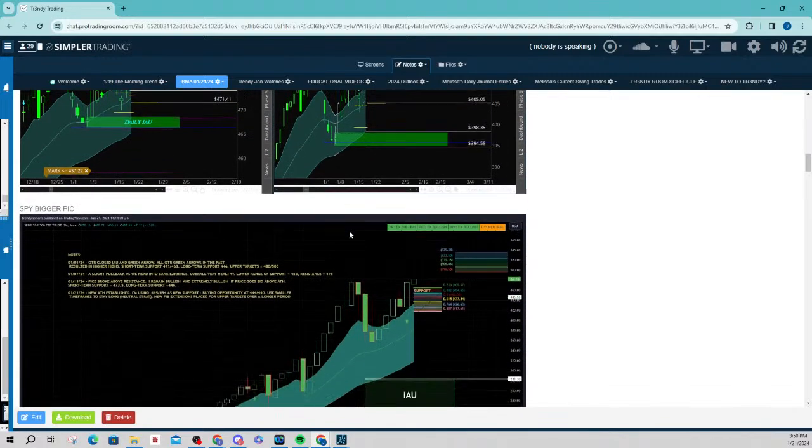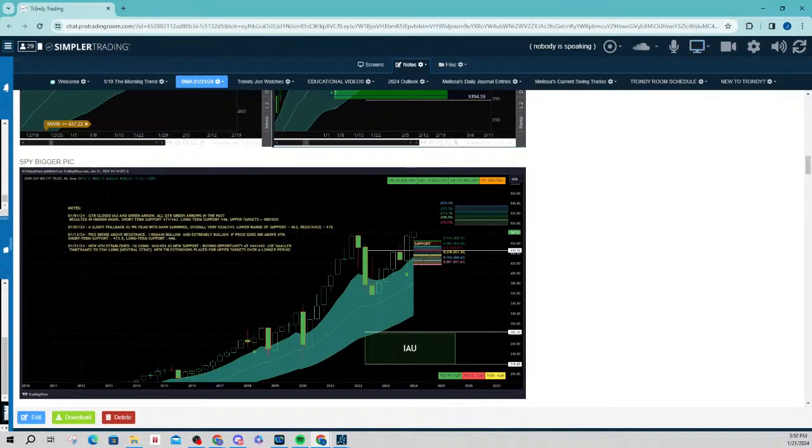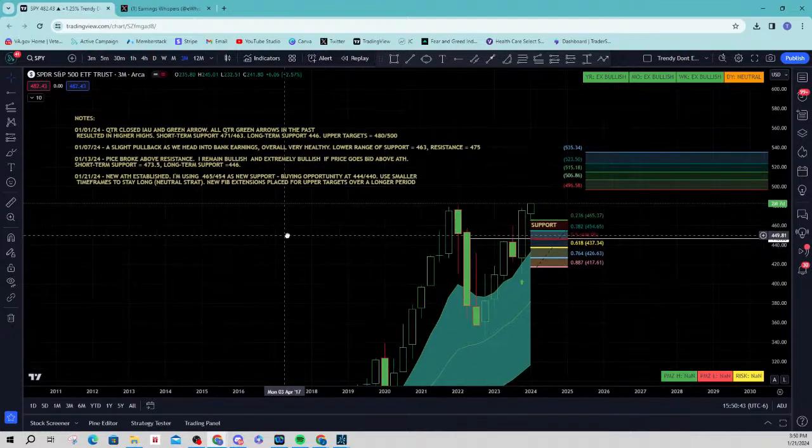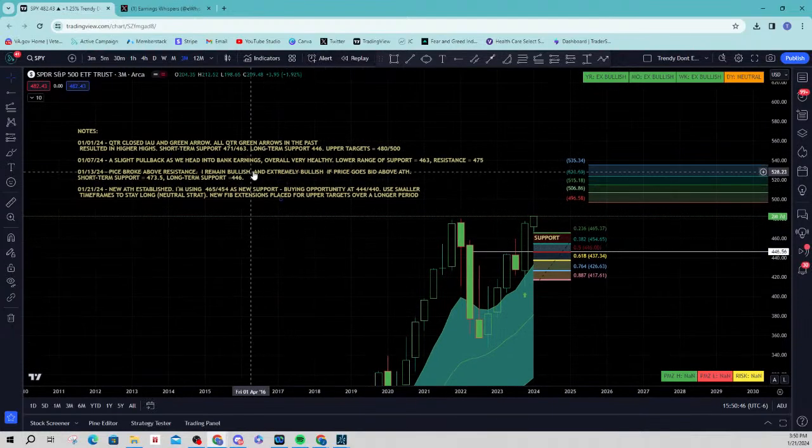Okay, moving on down, we're going to get into SPY, the bigger picture. Let me go ahead and pull up TradingView. Now, I put this out on X as well, so it's really important to understand.